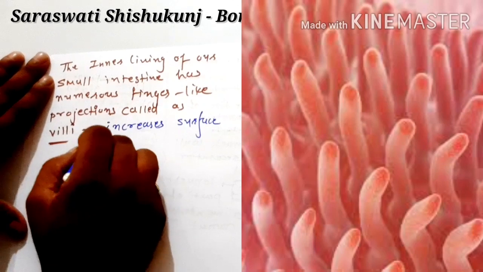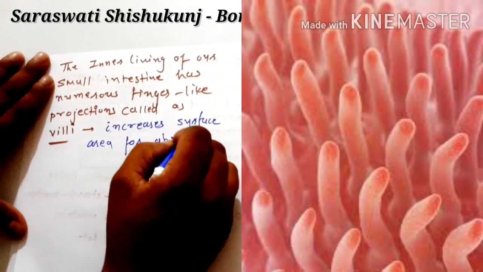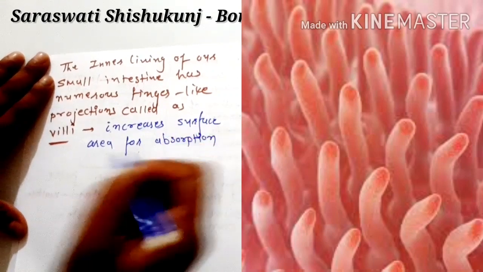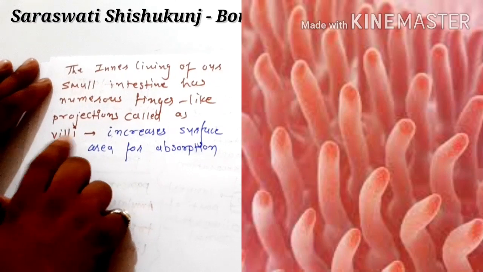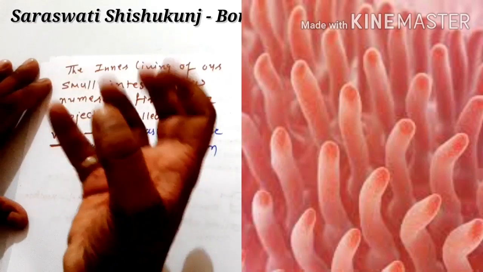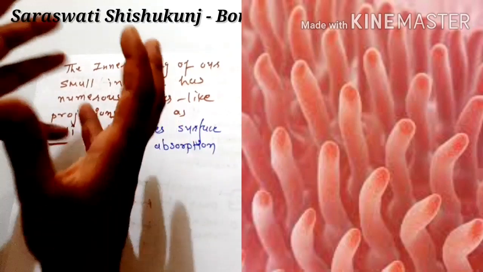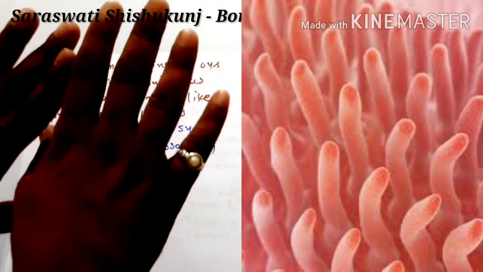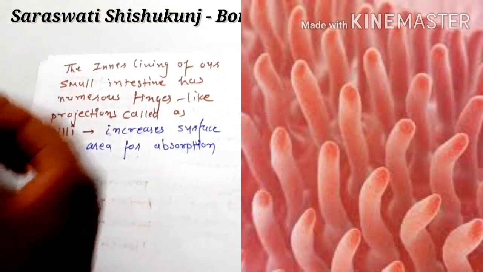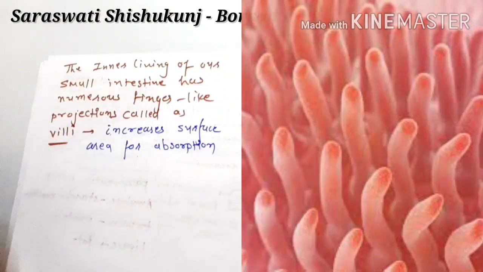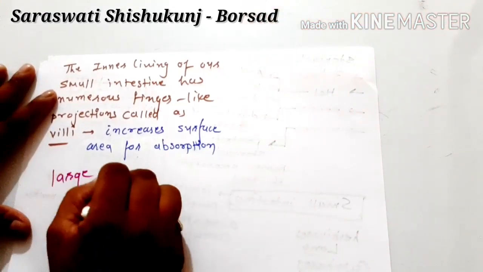surface area for absorption, right? So as the surface area is increased for absorption with the help of villi, the nutrients are going to get absorbed, and as they are absorbed they will be sent to blood, and in blood they are going to get assimilated. From this small intestine, food now will move to large intestine.